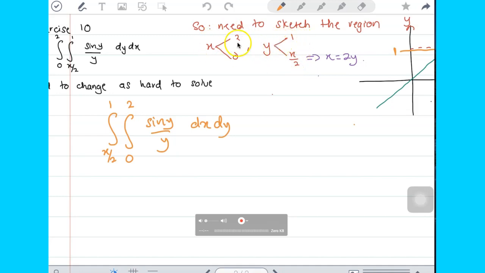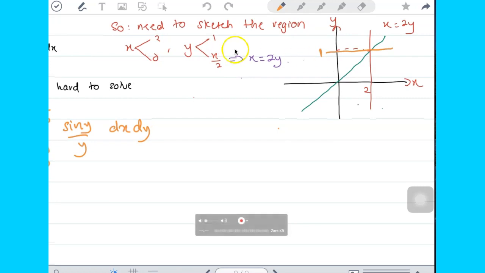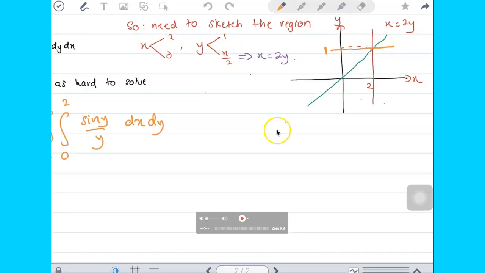Now, as I mentioned before, we assume these are like equations, four equations: x equal to 0, x equal to 2, y equal to 1, and y equal to x over 2. Since the last one gives a function, I rewrite it into an equation where y equals x over 2, or x equals 2y. They are the same, just a rearrangement. So from these four equations, we can obtain the region. Among these four lines, x equal to 2y, or y equal to x over 2, is a function.